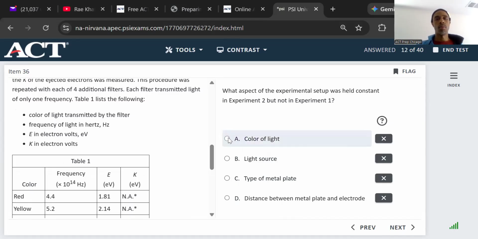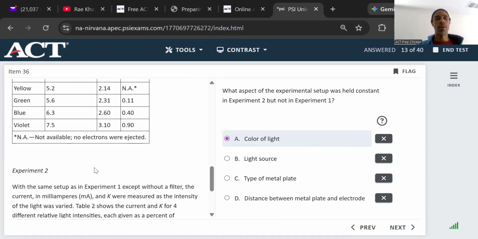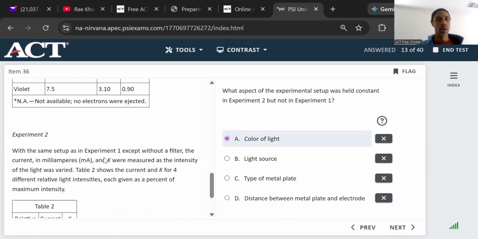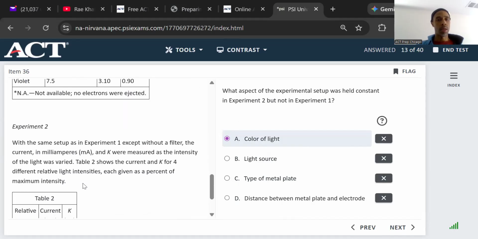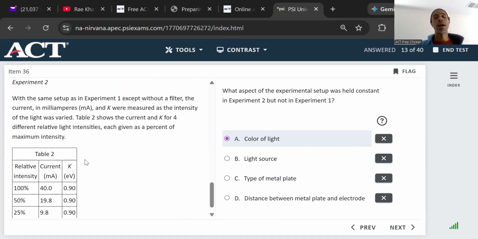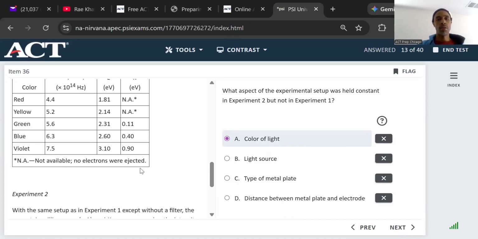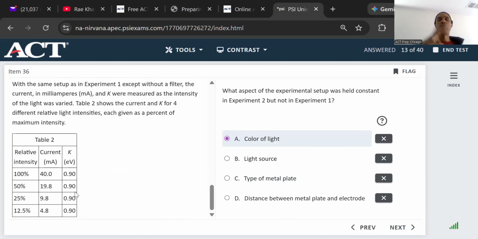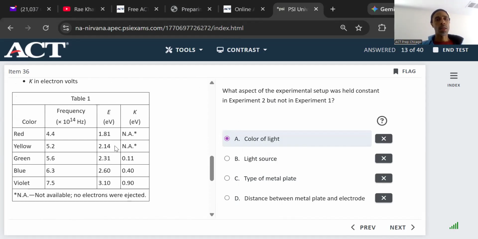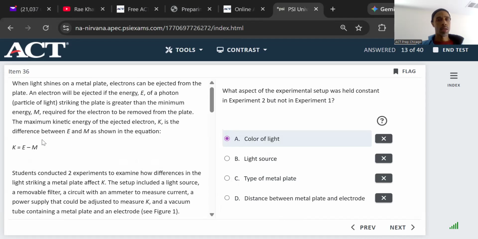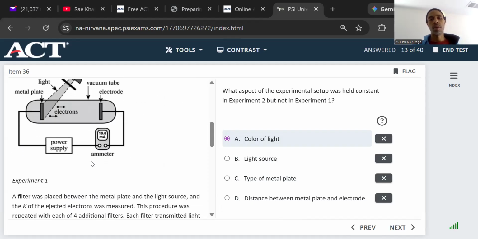So in experiment two, because we don't have the filter to change the light, the color was held constant. We didn't change it. But in experiment one, we had different colors. K is different in these and the constant is the same here, because K was measured. So the distance between metal plate and electrode, which is K, I think that is K because it's here, right? The maximum kinetic energy K is the difference between E and M. Ejected if the energy of a photon striking the metal plate is greater than, oh no, that's energy. That's not even distance. Never mind.